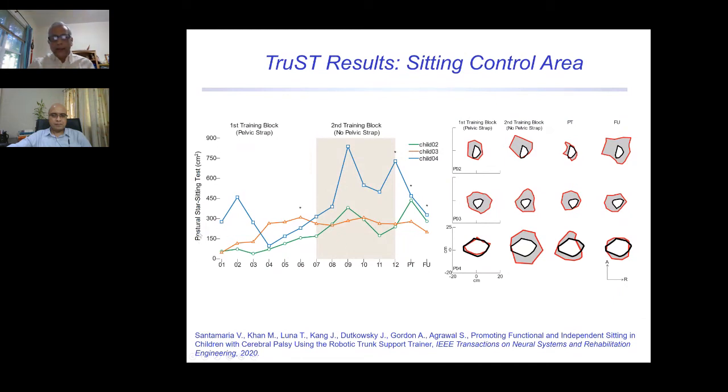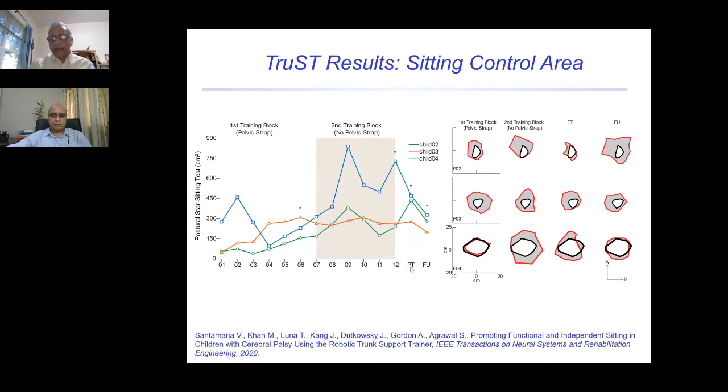And what you see on the y-axis is the ability for the child to move in different directions. Okay. So if I look at the vertical as the 0 area, and you look at these 8 directions, forward, backward, sideways, and the diagonal direction, and see how much the area changes. And this y-axis is in centimeters squared. On the x-axis is the number of training sessions, like 0, 1 through 12.